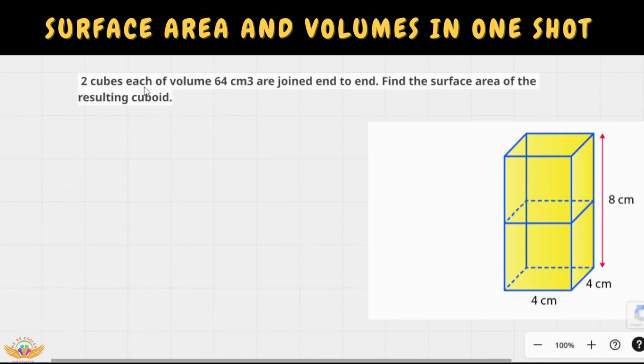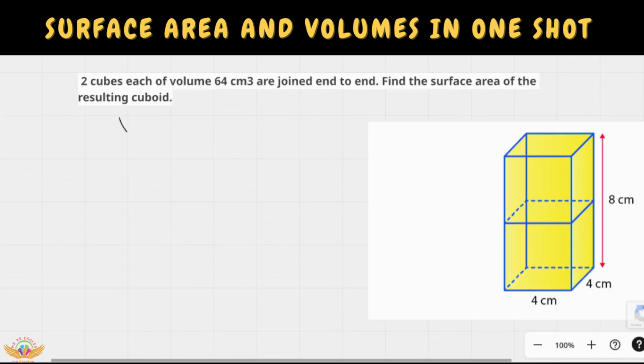Two cubes, each of volume 64 centimeter cube, are joined end to end like this. So we need to find the surface area of the complete cuboid. See, it looks like a cuboid, right? It's like a cuboid only, but it has two cubes inside it. Done. And they have given the volume of the cube.